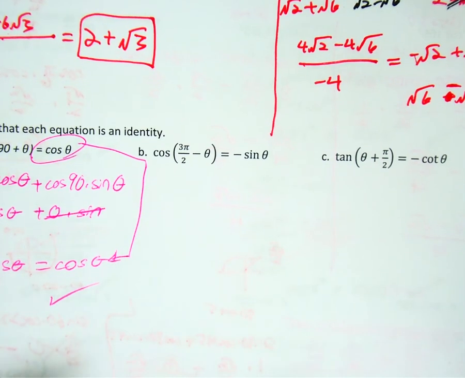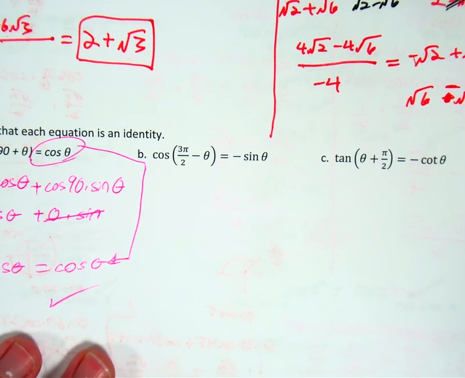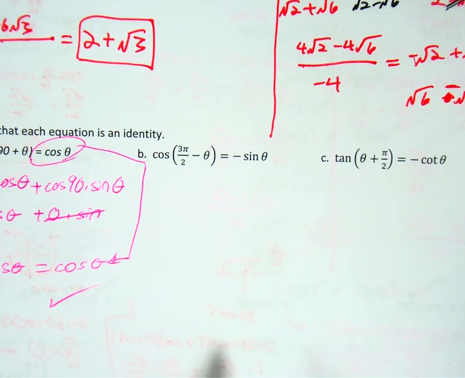We're going to do this one. Cosine of 3 pi over 2 minus theta. We're showing that that's equal to negative sine. Okay. You know what? Let's have you try this one on your own. Go ahead and push pause and try this one on your own.